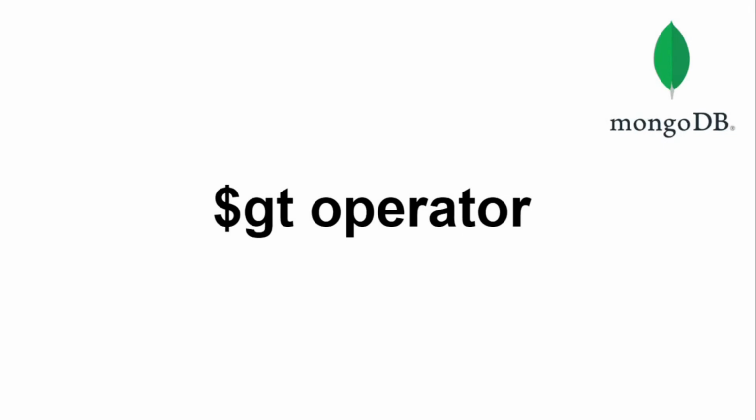Welcome back. In this video, I am going to show you what is the purpose of the GT operator and how you can use the GT operator in MongoDB. The GT operator in MongoDB is a comparison operator. It matches if values are greater than the given value, and if they are greater, then it returns a document containing the value. The GT operator is also called the greater than operator.